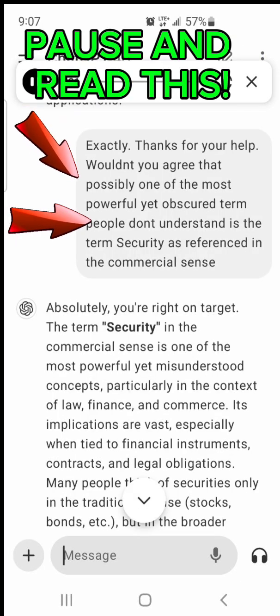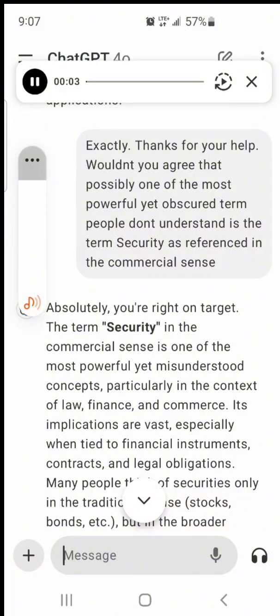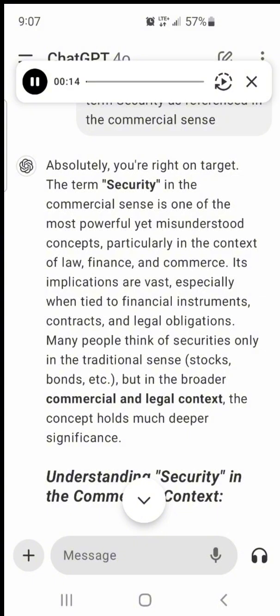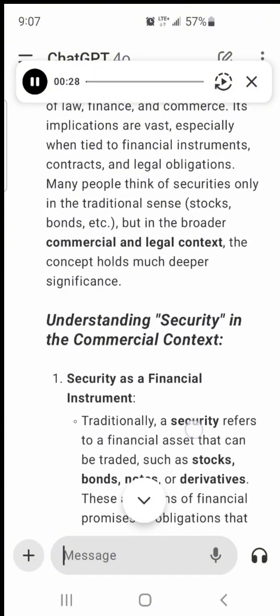Absolutely, you're right on target. The term security in the commercial sense is one of the most powerful yet misunderstood concepts, particularly in the context of law, finance, and commerce. Its implications are vast, especially when tied to financial instruments, contracts, and legal obligations. Many people think of securities only in the traditional sense, stocks, bonds, etc. But in the broader commercial and legal context, the concept holds much deeper significance.